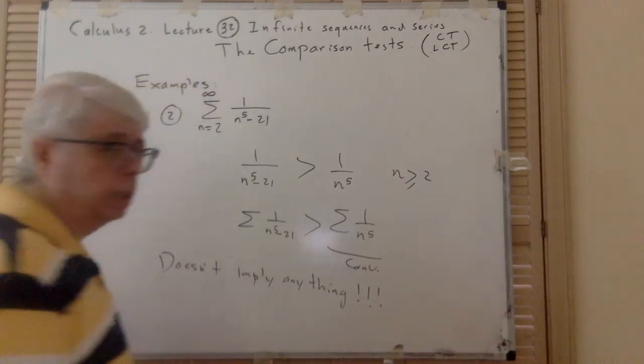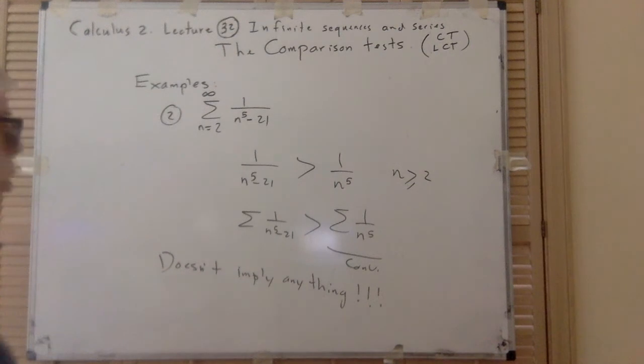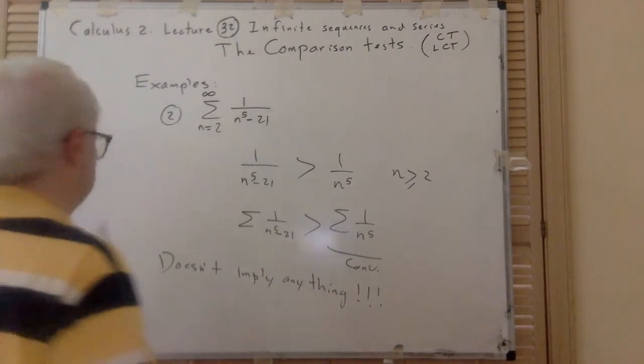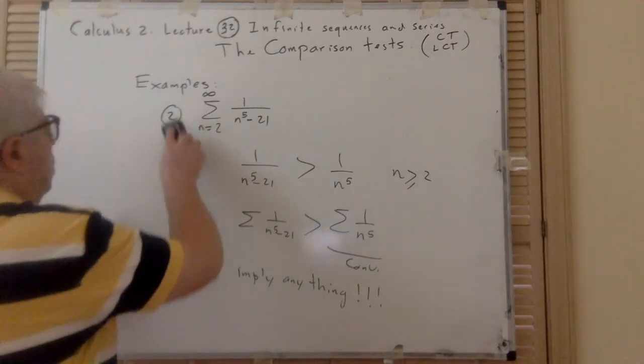Okay, so don't make that mistake. Don't say, yeah, I know this looks like 1 over n^5, so, well, I just say it's bigger than 1 over n^5, so it is convergent. No. No, no, no, please. Okay, now.